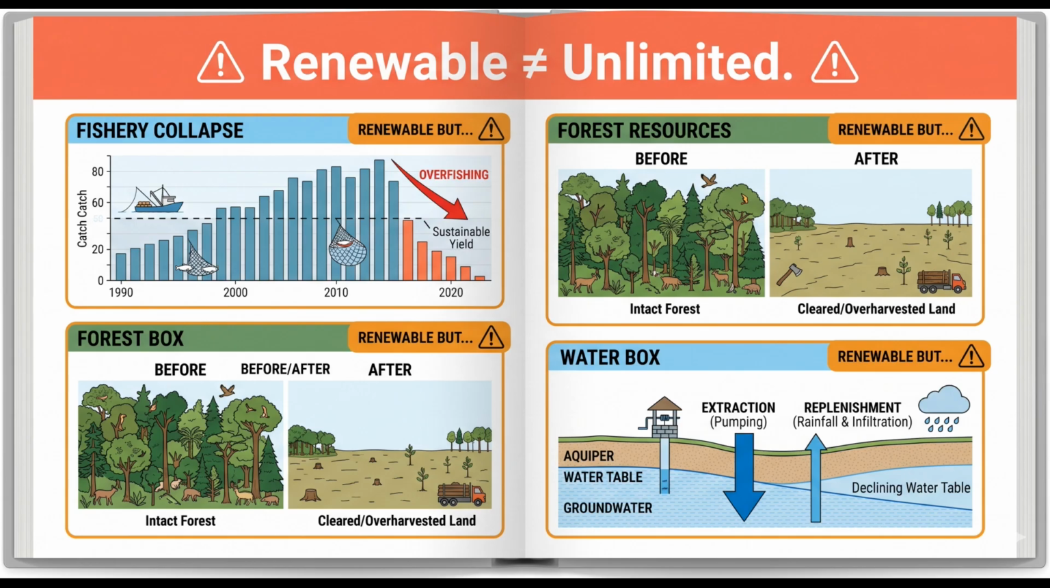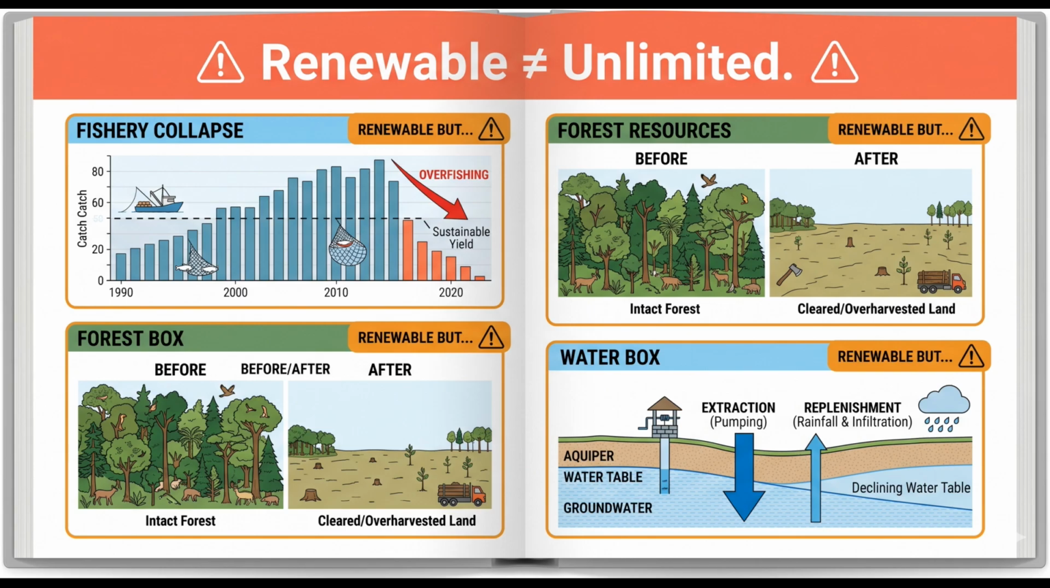Fish are renewable. They reproduce. But if a fishing fleet catches fish twice as fast as the population can reproduce, the stock collapses. A collapsed fishery cannot recover on its own. The Atlantic cod fishery in Canada did exactly this, overfished to collapse in 1992, and it has never fully recovered more than 30 years later.